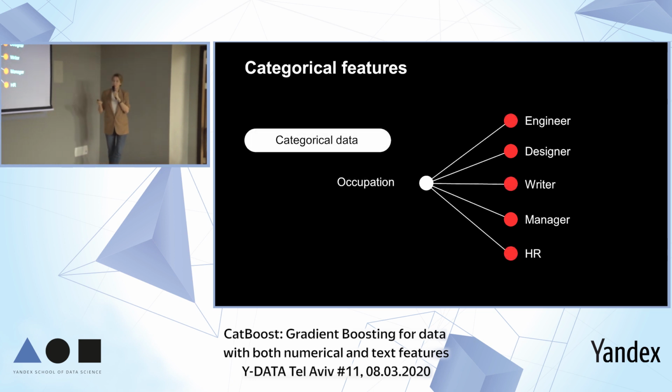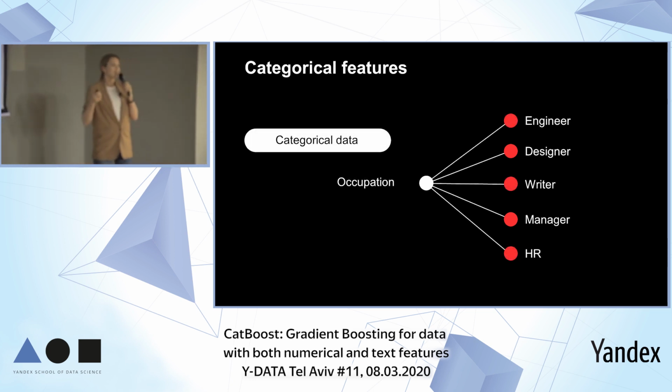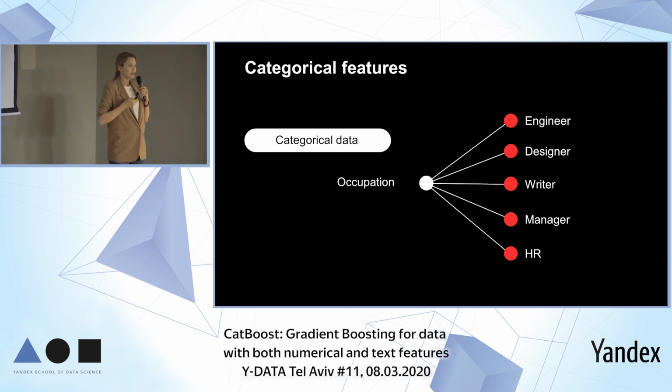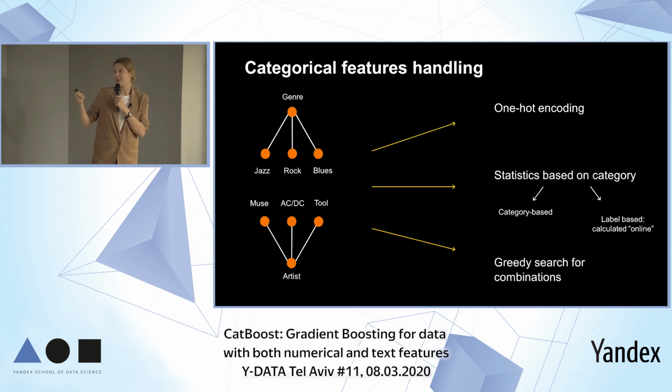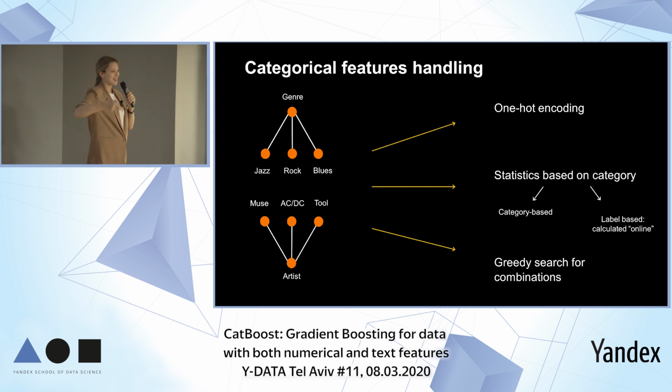Yeah, so we also do support categorical features. What is a categorical feature? Categorical feature is a feature which has a value from some set of values. And there is no order between those values. So how do we work with them? And I will not go into details about that because I already told about that on last meetup. But I will tell you important things to understand the text stuff that I will talk to you about later.